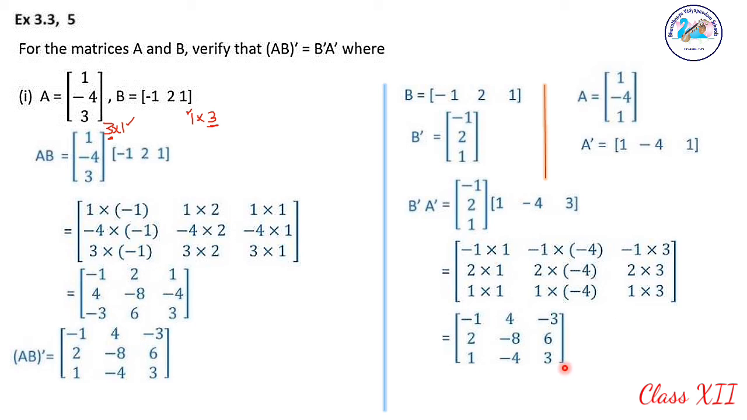So now let's check the left hand side and right hand side. AB the whole transpose is minus 1 4 minus 3, same row. 2 minus 8 6, again same row. 1 minus 4 3, here also same. That means AB the whole transpose is equal to B transpose A transpose. Hence the proof.